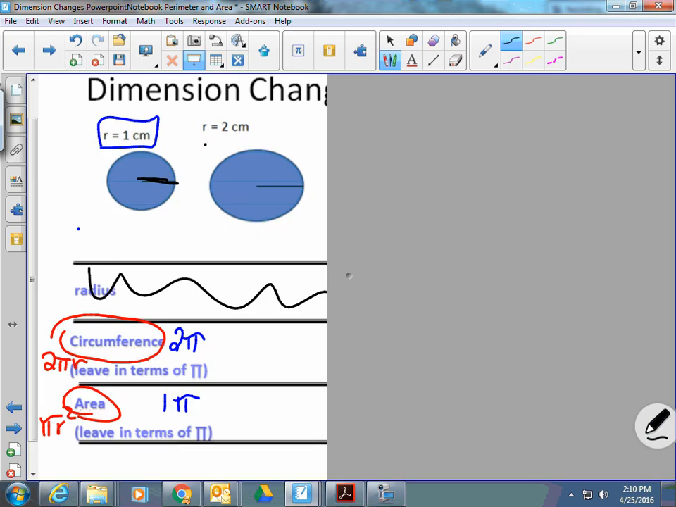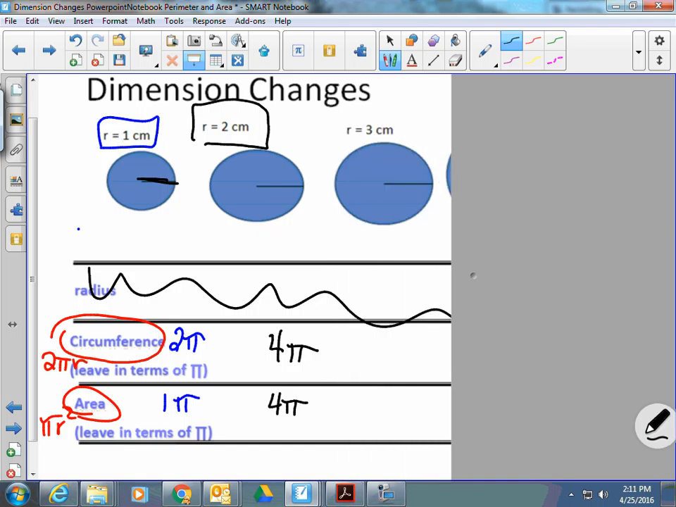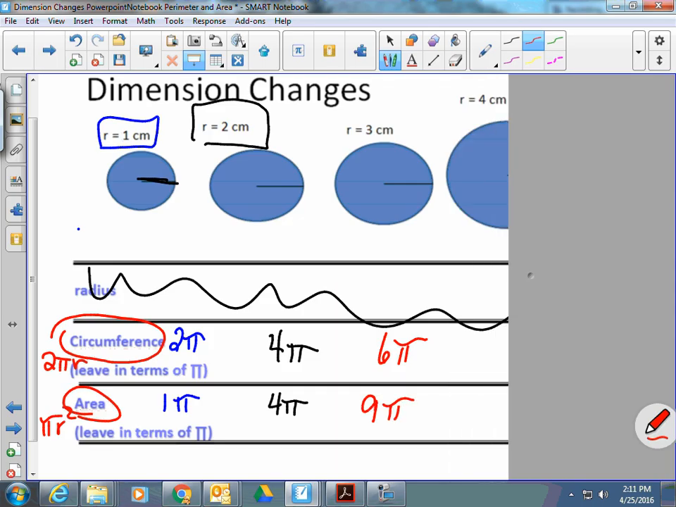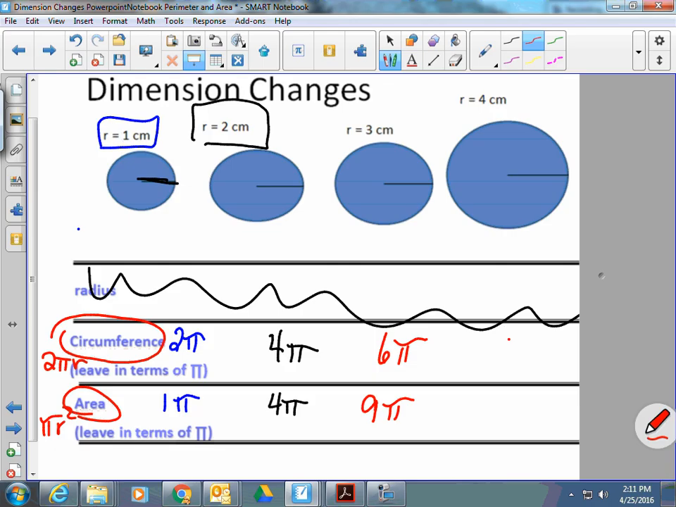So on the second circle, now my radius is 2, right? So this is 2 times 2 pi, which would be 4 pi. And then with my radius 2, it's 2 squared. What's 2 squared? 4 pi. Move on to my third circle. So it'd be 3 times 2, which would be what? 6 pi. And then 3 squared is 9 pi. And then 4 times 2 would give me 8 pi. And then 4 squared is 16 pi.